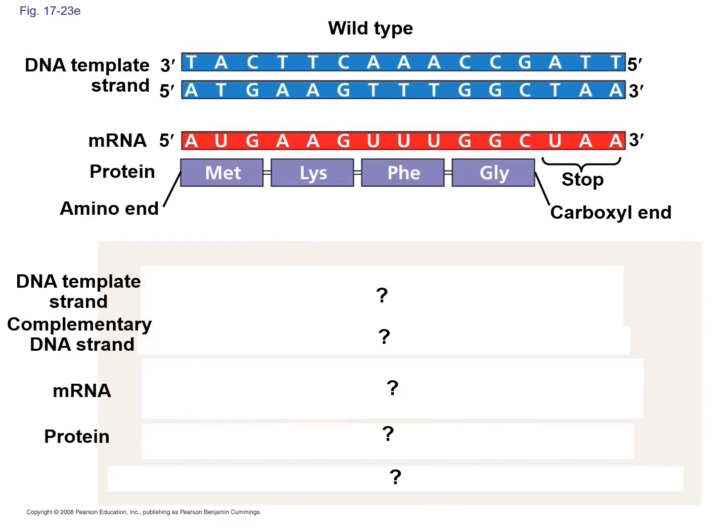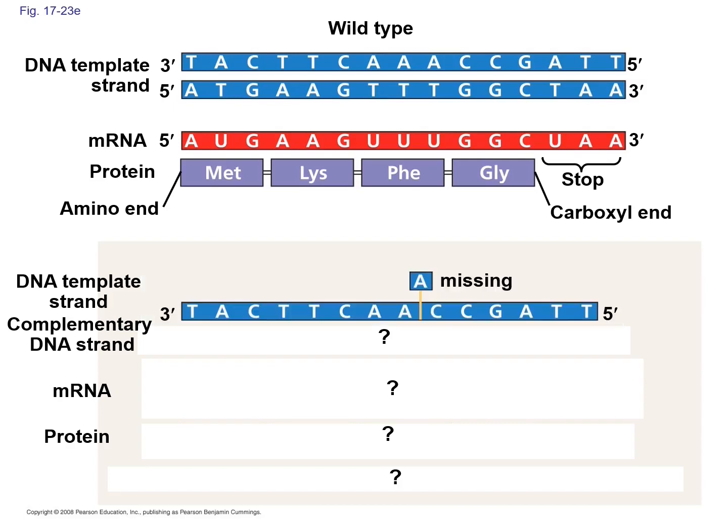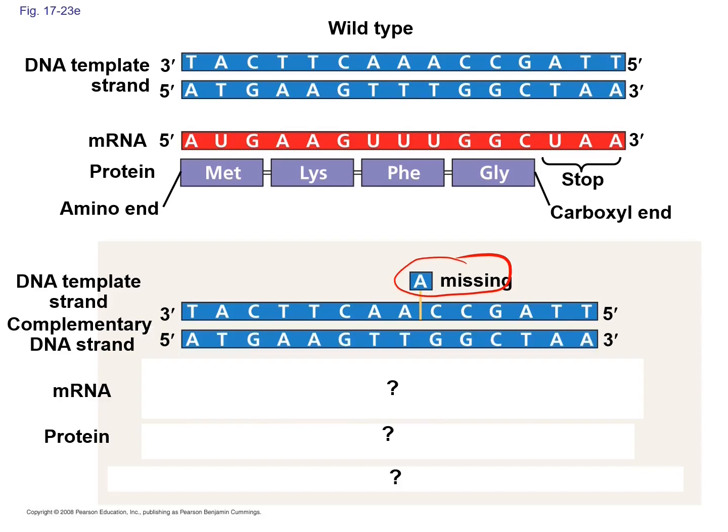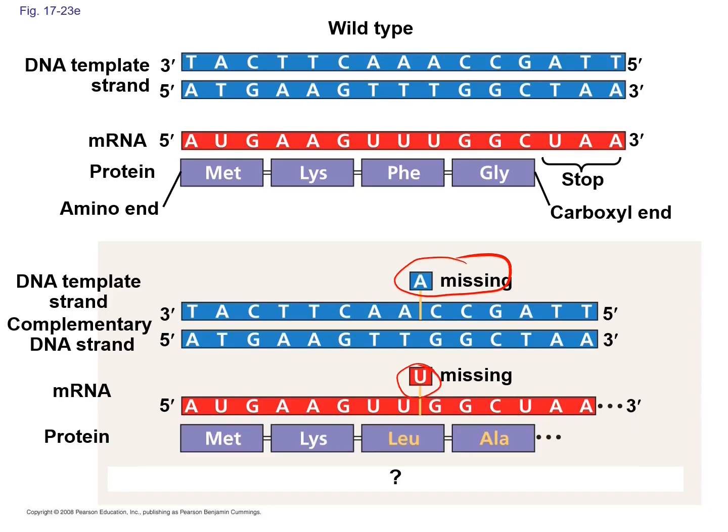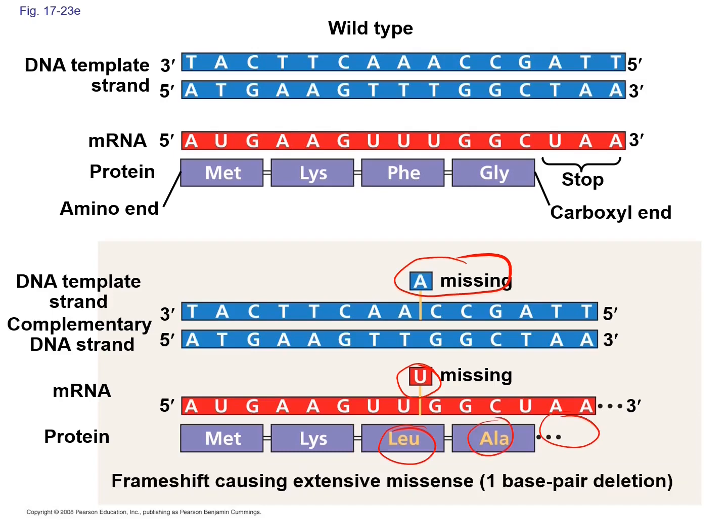Now let's try to solve this one. Now you are missing an A. And as a result, you're missing here a U. Here you change, and now you have leucine and alanine. And as a result, there was a frame shift causing an extensive missense of one base pair deletion.